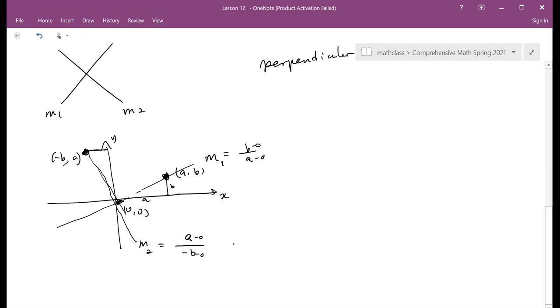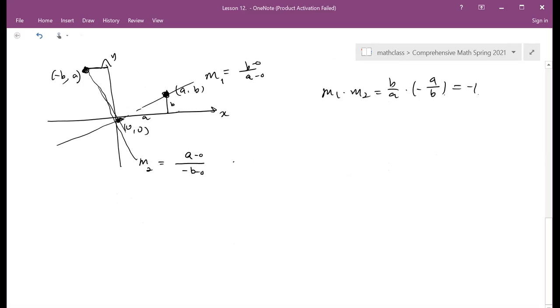So they're perpendicular. You will see that M1 times M2: the first one is B over A, the second one is negative A over B. So that's why it's negative. Okay, so you understand why it's negative. All right, that's all about lines now. I can figure it out.